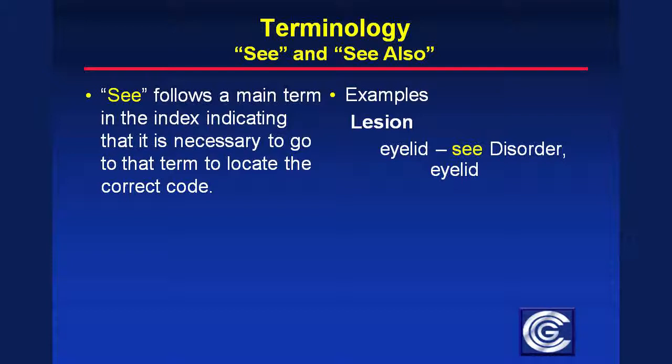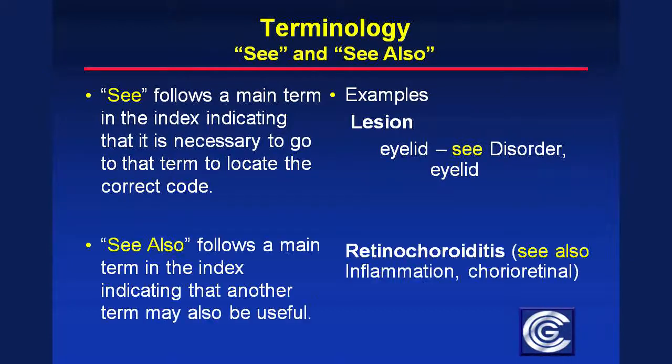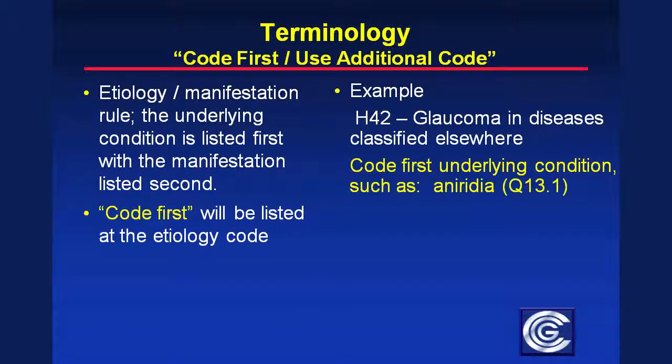"See" follows a main term in the index indicating that it is necessary to go to that term to locate the correct code. "See also" follows a main term in the index indicating that another term may also be useful. The instructions to code first and use additional code pertain to situations where two codes apply, one for the ocular manifestation and one for the underlying disease or condition that gave rise to it. For example, glaucoma and aniridia.